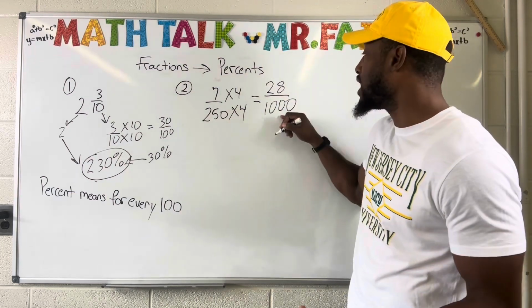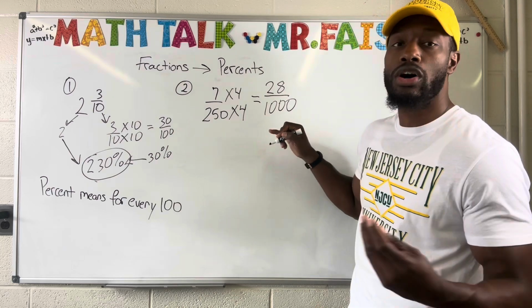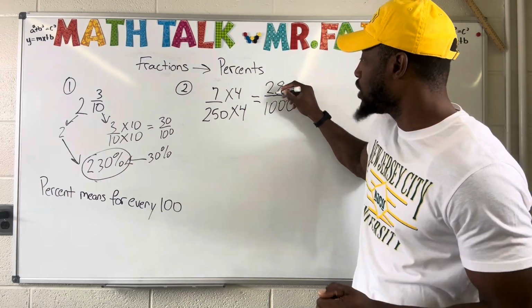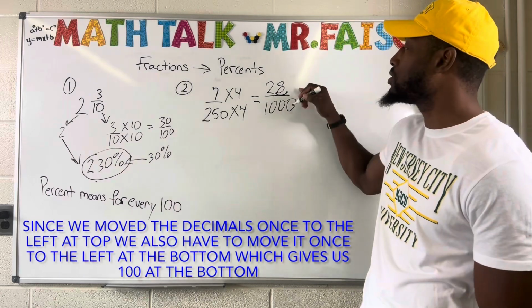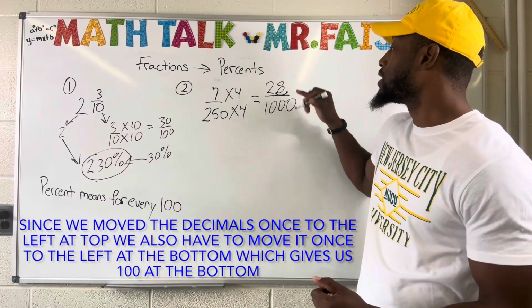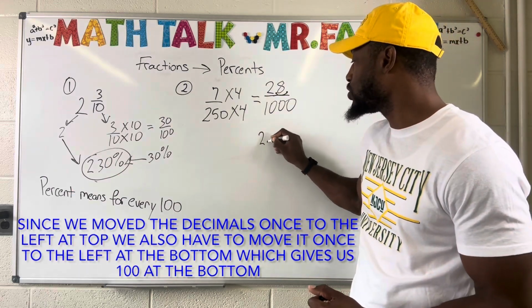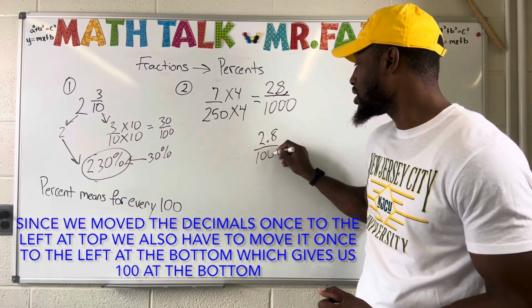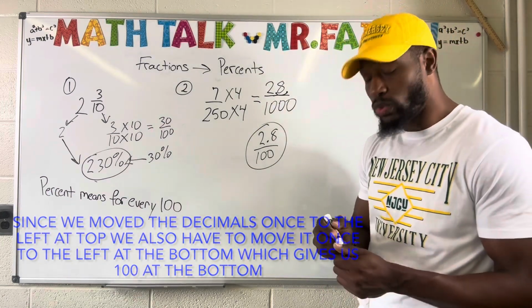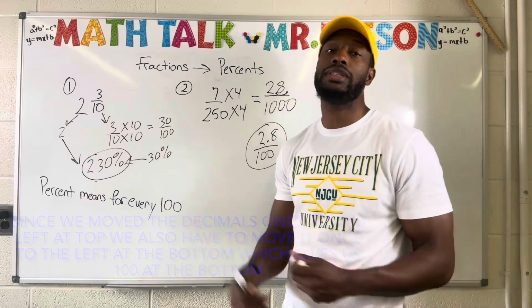But I want this to be 100. So what do I do? All I'm going to do is take it back one. You're probably like, where did that decimal come from? Remember, I told you there's always a decimal in the back that we can't see. So with that being said, now we have 2.8 over 100. So whenever we see problems like that, that's how we'll attack that.